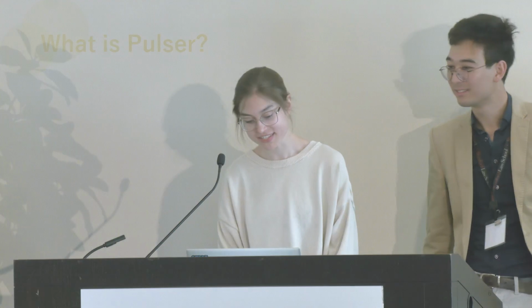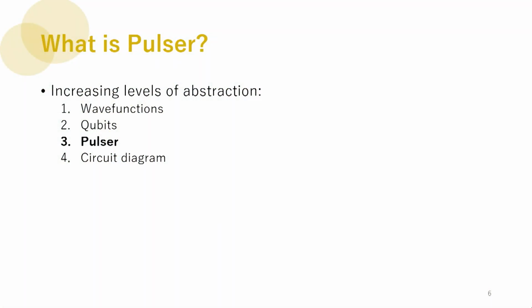Okay, so we will later talk on something about pulsars. So first I will start with what is pulsar. So when we think about the quantum computer, we have different levels of abstractions where users or scientists interact. Scientists interact at a very low level of abstraction, so they interact directly with wave functions or qubits, depending on the theoretical experimental part.